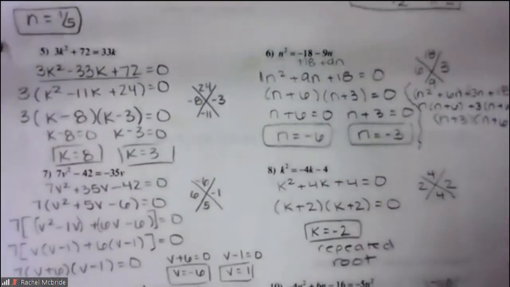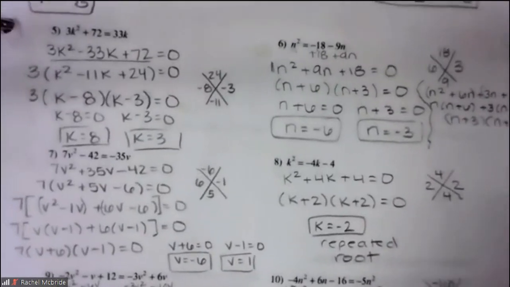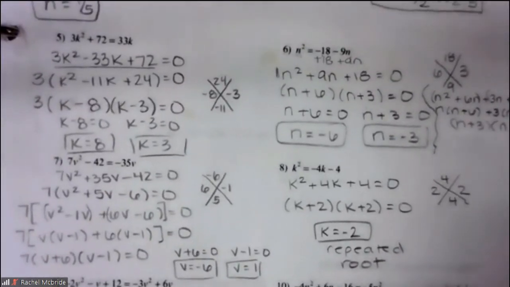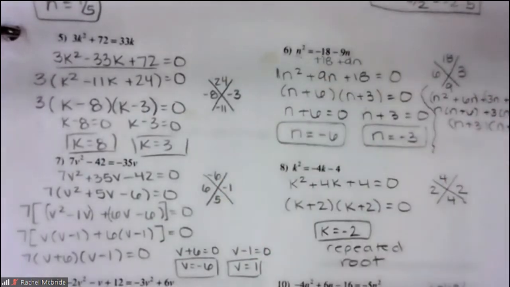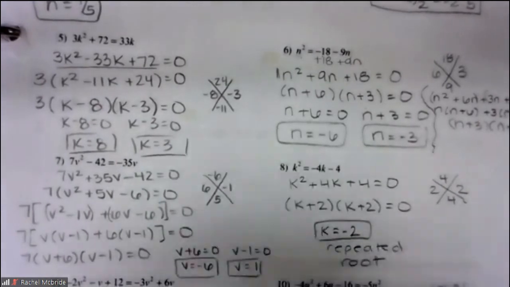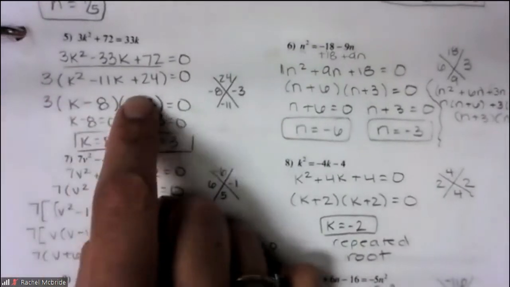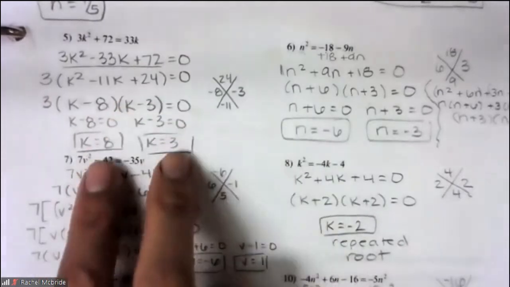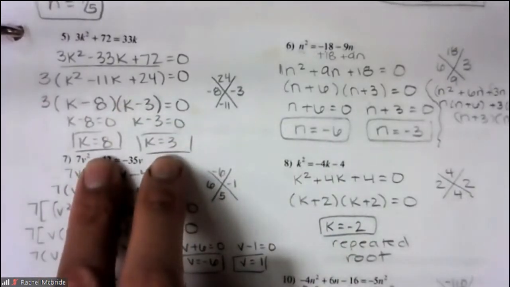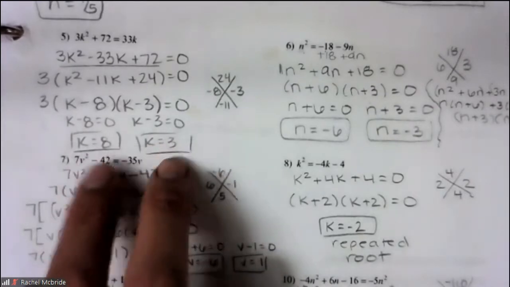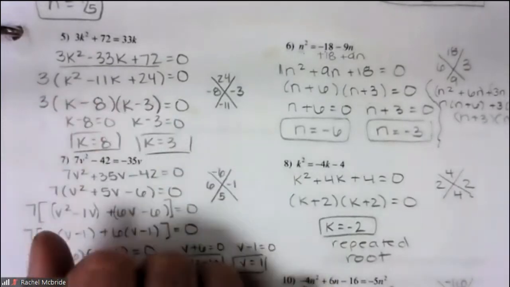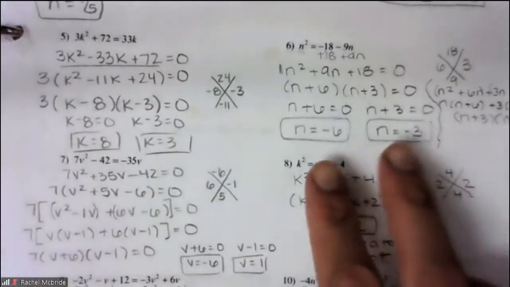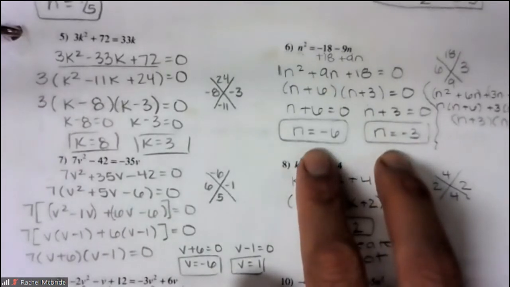As we move further down, 5, 6, 7, 8, these ones did require you to factor. You can see I set up my magic X. You can also take out a GCF. Your final answers will end up being the same whether you factored it with a GCF or without. So if your line looks a little different, that's okay. We're really looking for the final answers.